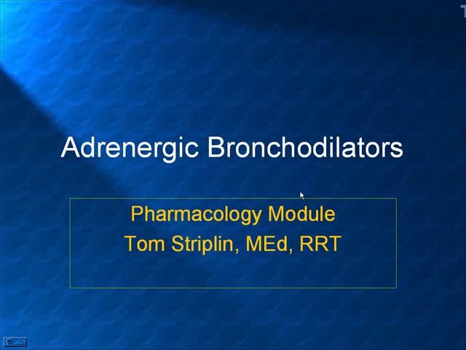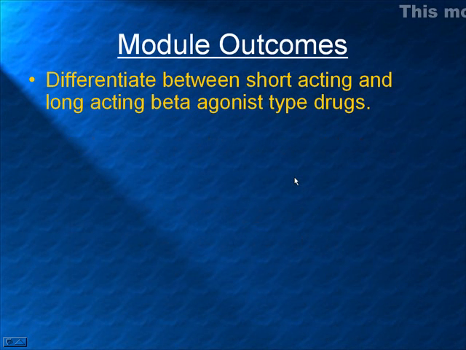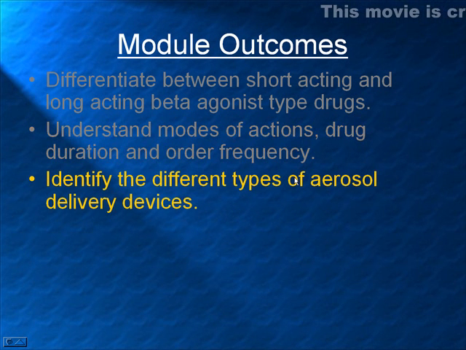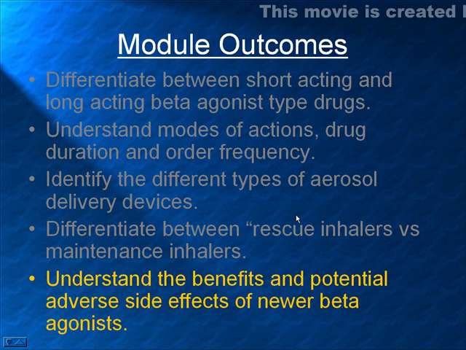Welcome to Pharmacology module, Adrenergic Bronchodilators, and in this module we do have a defined set of outcomes, and we will look at differentiating between short-acting and long-acting beta-agonist type drugs, understanding the modes of action, drug duration, and order frequency associated with these types of drugs, identify the different types of aerosol delivery devices, differentiate between rescue inhalers versus maintenance inhalers, and understand the benefits and potential adverse side effects of newer beta agonists.